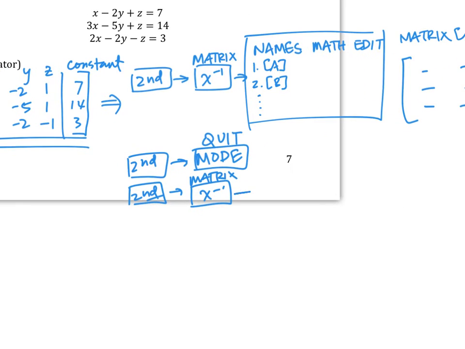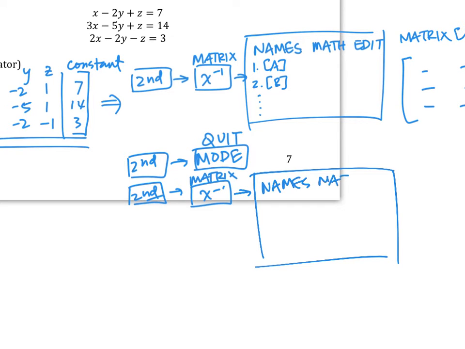Okay, so you enter into the matrix screen. And then again, you're going to see names, math, edit. And when you're in here, what you're going to do is go to math. When you go into this part, I don't remember what the options were, but one of them says RREF. It's very close to the bottom of the list. So you click on that one and then enter.